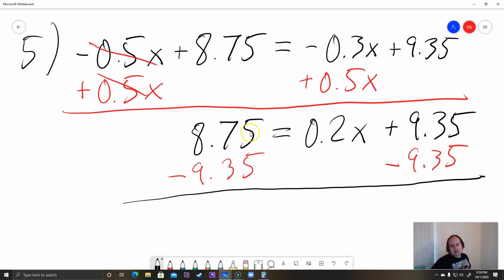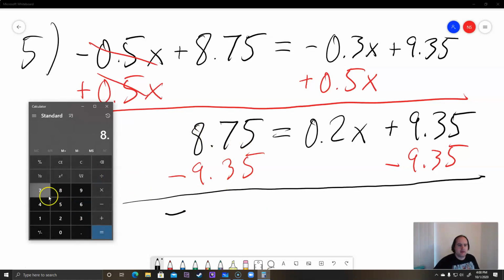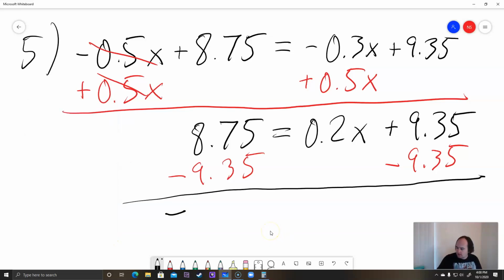And on the left side, if we were to do it by hand, it would be a little bit tricky because the larger number is negative, so the answer has to be negative. And then we would have to subtract. But in order to subtract, we'd have to switch the order. I guess it wouldn't be that bad, but let's use our calculator. So 8.75 minus 9.35. That gives us negative 0.6. Okay, so on the left side, we now have negative 0.6 equals 0.2x.